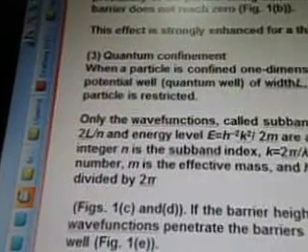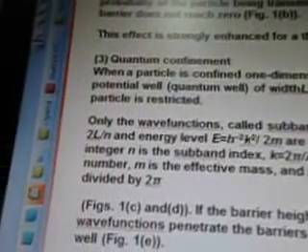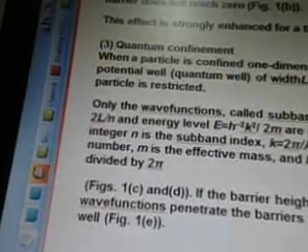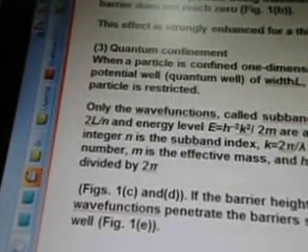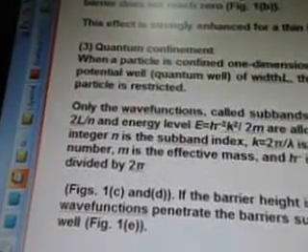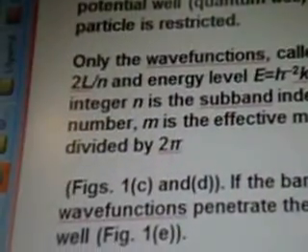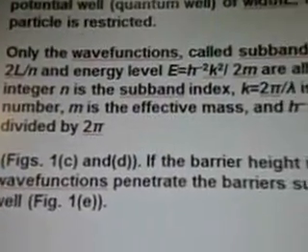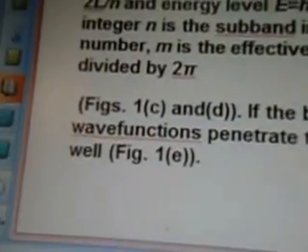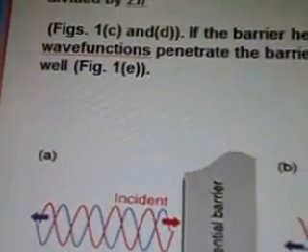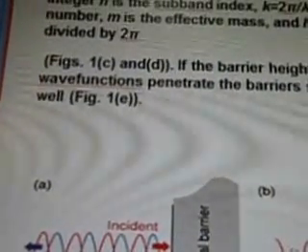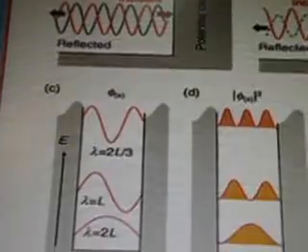This effect is strongly enhanced for a thin barrier. Quantum confinement: when a particle is confined one-dimensionally in an infinite potential well, quantum well of width, the motion of the particle is restricted. Only the wave functions, called subbands, with wavelength of a equals that, and energy level of that, are allowed, where integer n is the subband index of that. Is the wave number, m is the effective mass, and h-bar is Planck's constant divided by 2 pi. Figure 1 in C and D: if the barrier height is finite, these wave functions penetrate the barriers surrounding the well. So here are our figures here.